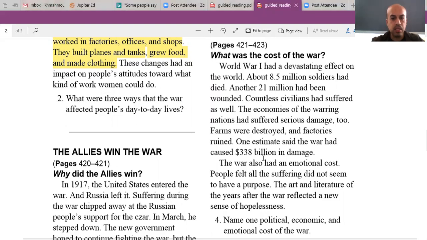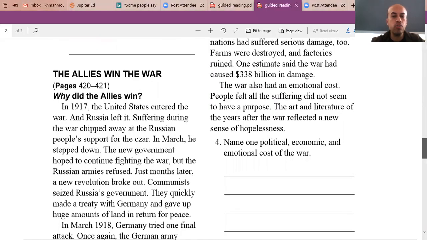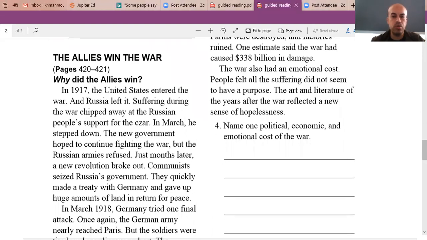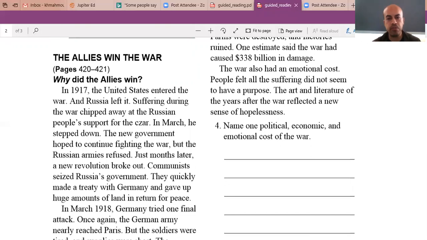Yes, of course, it was such a big amount of money at this time. Can you imagine that? $338 billion, which is about a third of a trillion dollars, which is a big number even nowadays, and was extremely big at the time of the First World War. The war also had an emotional cost. People felt the suffering didn't seem to have purpose. The art and literature of the years after the war reflected a new sense of hopelessness.